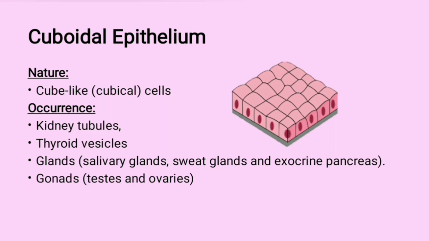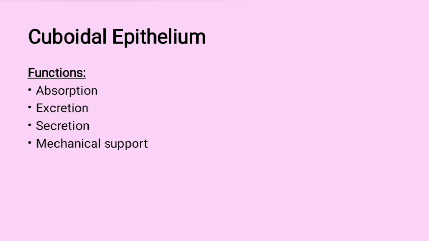Gonads means these are your gamete producing organs. These are your sex organs, which are testes and ovaries. Testes in males and ovaries in females. So these type of epithelium tissues are also present in your gonads. Now let's see the function of these epithelium tissues. So mainly they help in absorption, excretion and secretion. And it also provides mechanical support to so many organs. So they have just 4 to 5 functions. So you have to keep in mind all these functions.